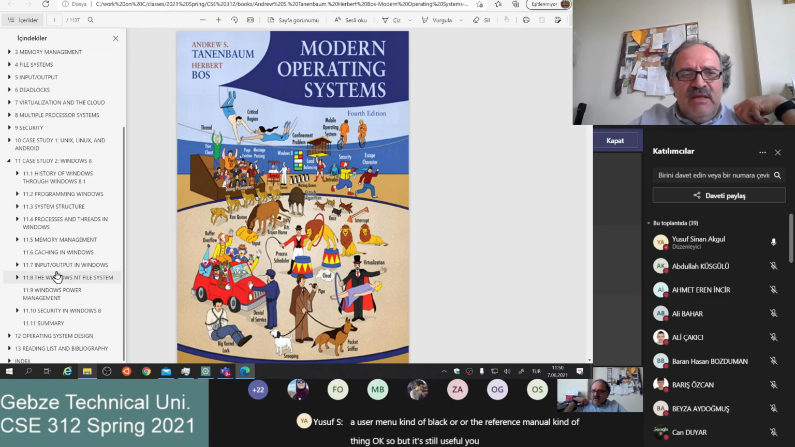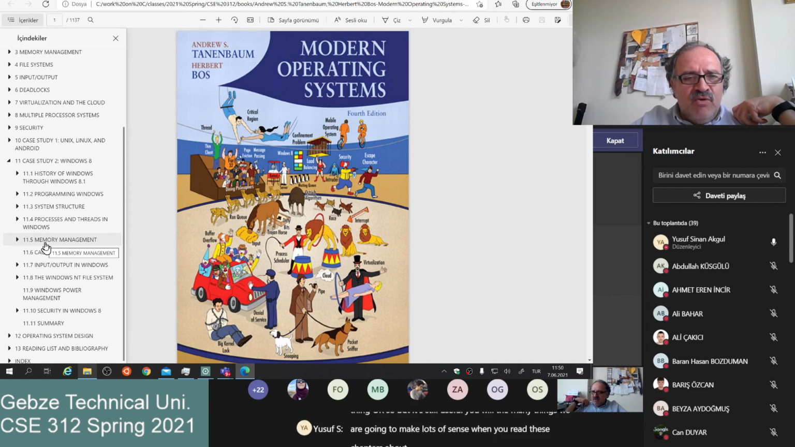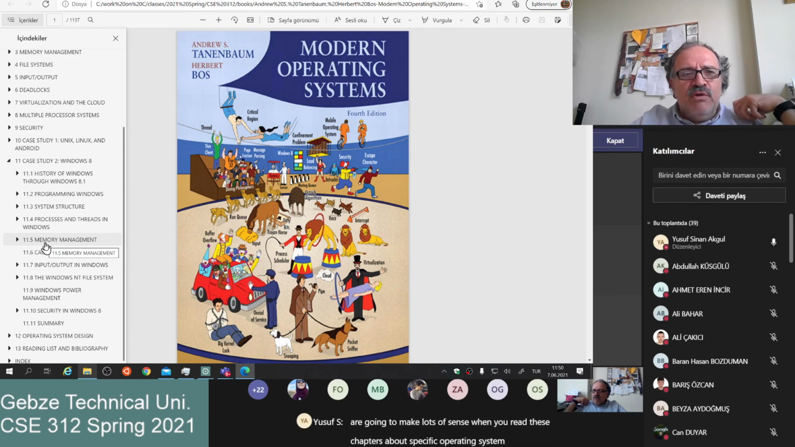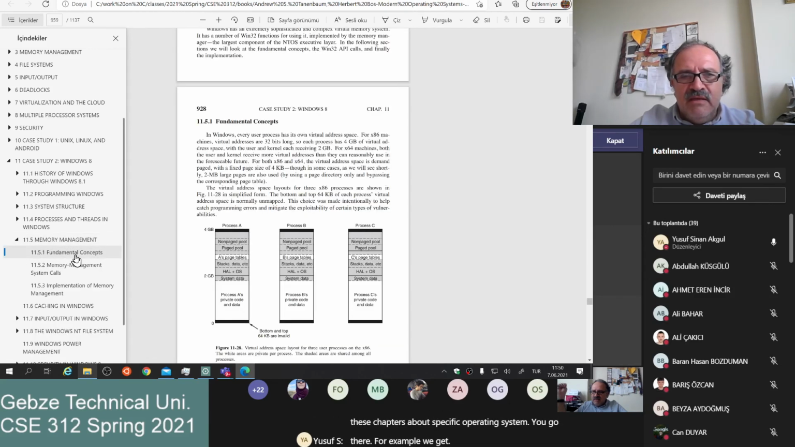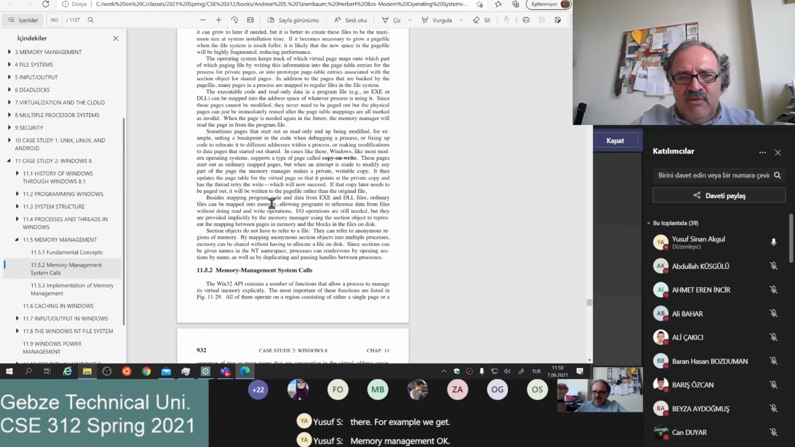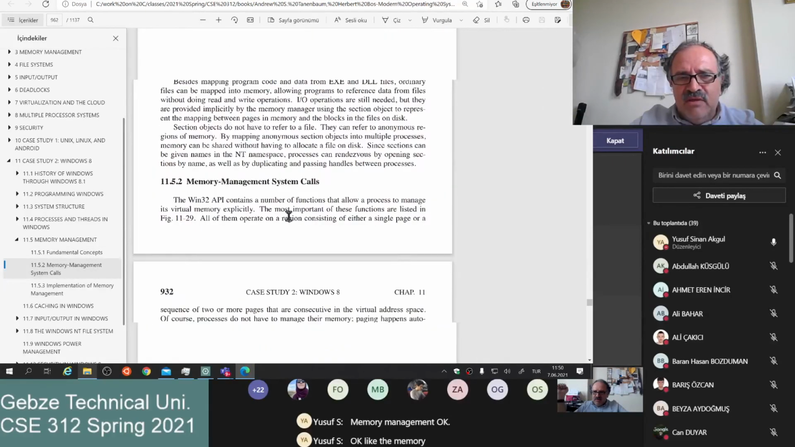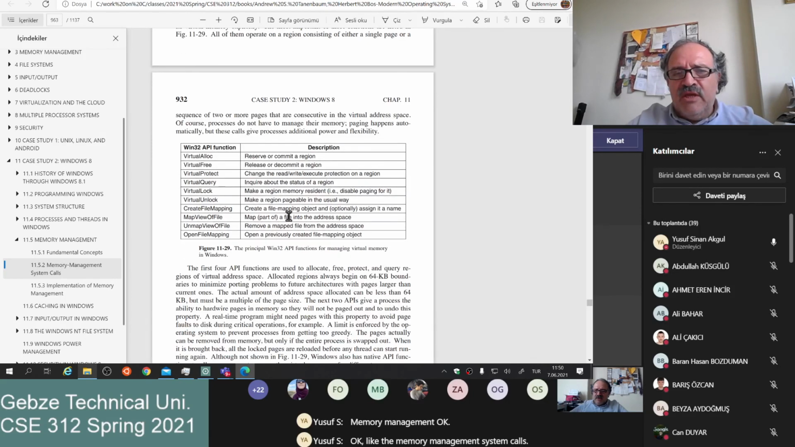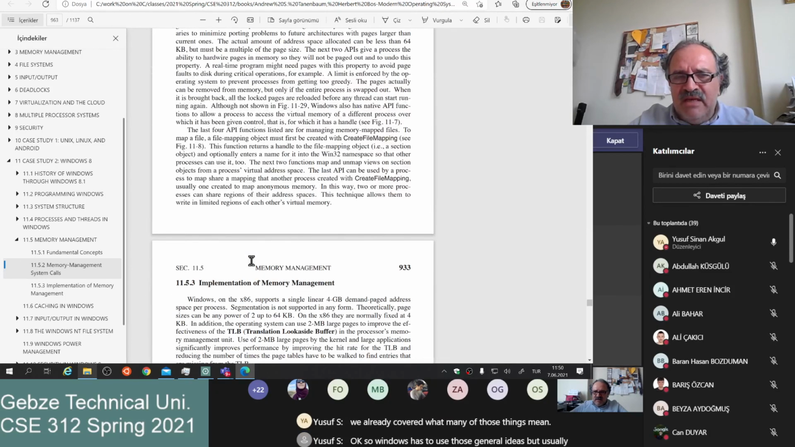Many things are going to make lots of sense when you read these chapters about the specific operating systems. For example, look at the memory management system calls. You are going to make sense out of these calls because we already covered what many of those things mean. Windows has to use those general ideas, but usually they give them different names.